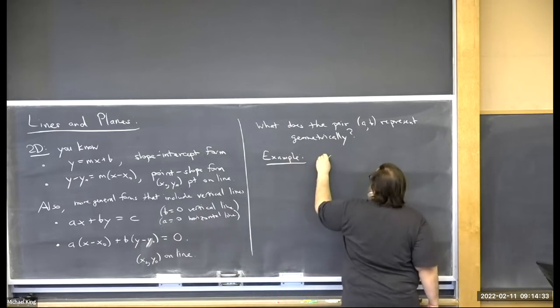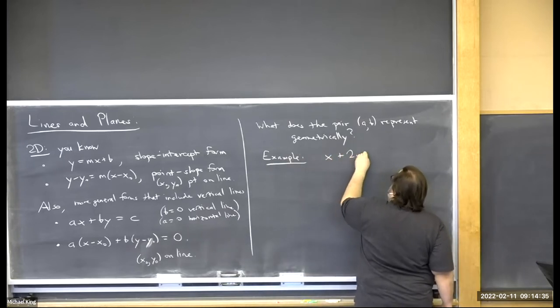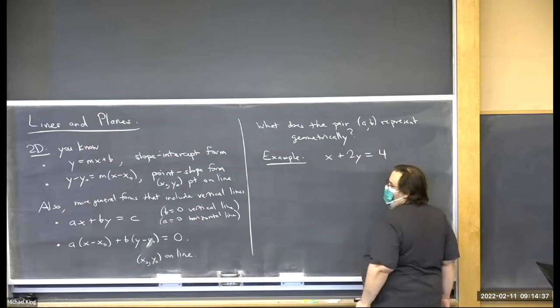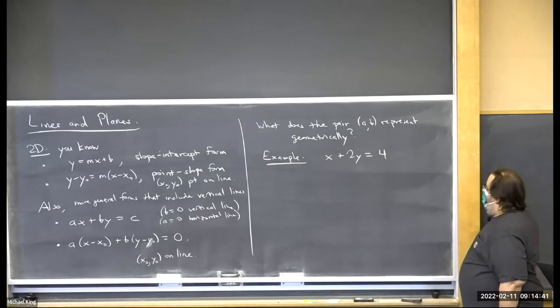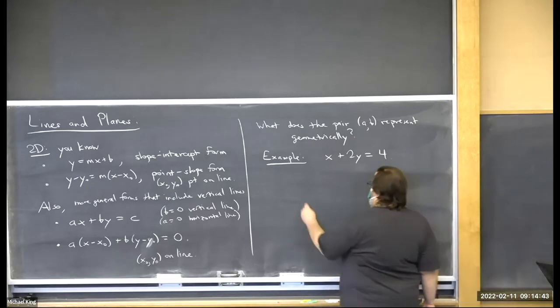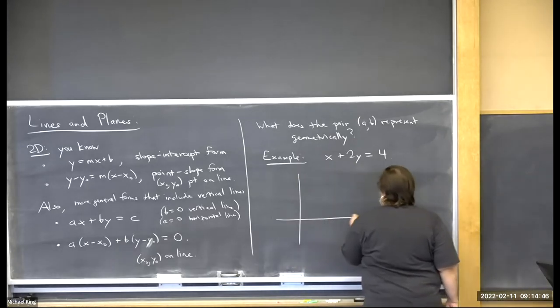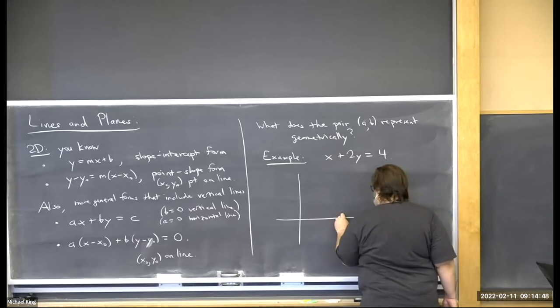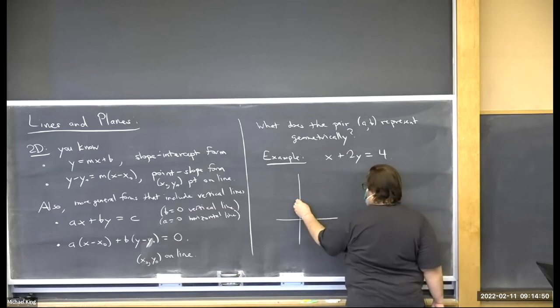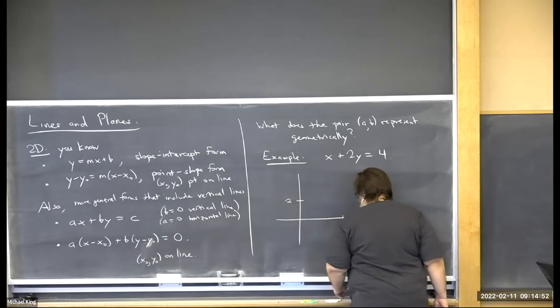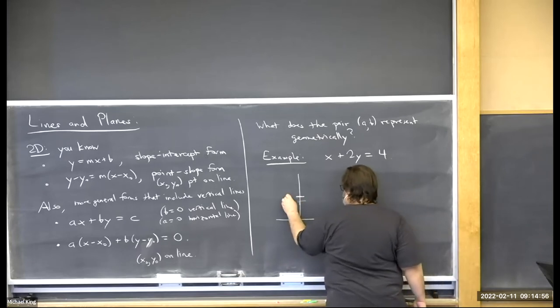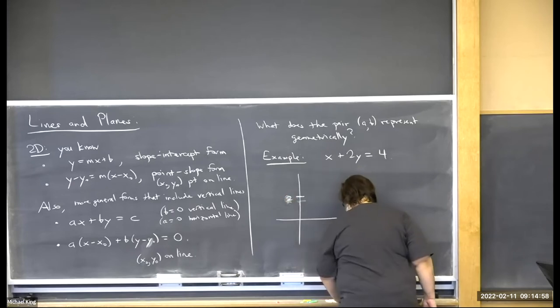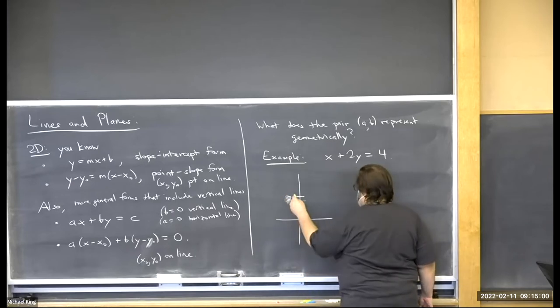Let's say I have the line x plus 2y equals 4. I picked this because it goes through the points (4, 0) and (0, 2), right? Is that half of that? Maybe a little higher. So that's this line right here, I think.